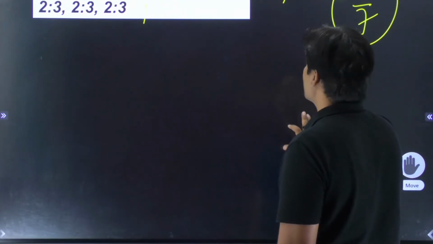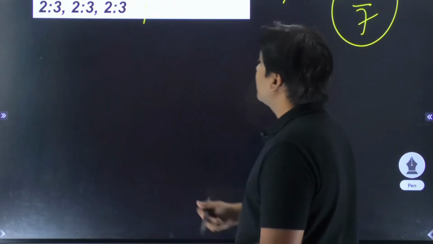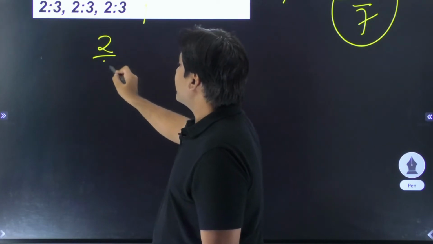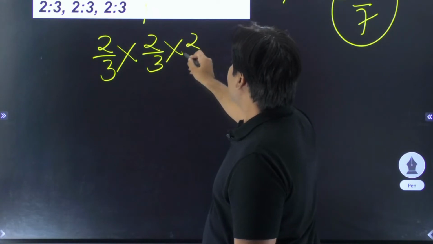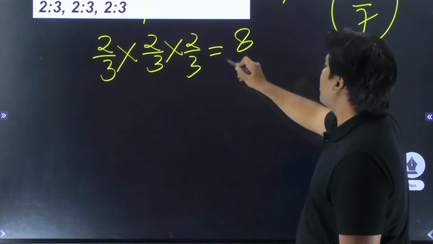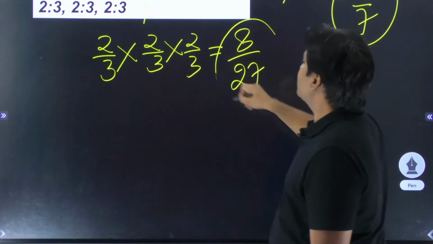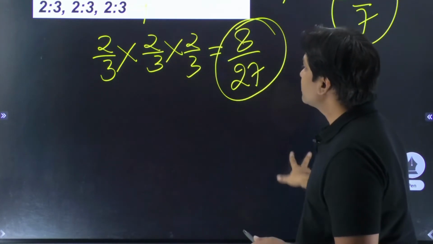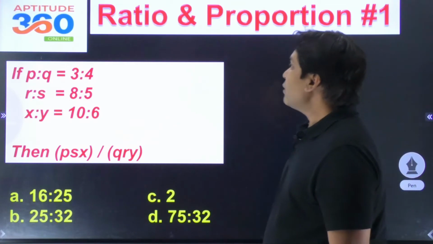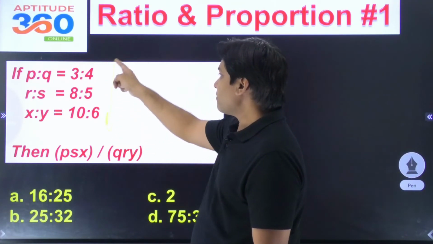This one, 2/3, and then 2/3, and then 2/3. The compounded ratio in this problem comes out as 8/27. काम खत्म हो गया आपका. So can you find out this value out here?